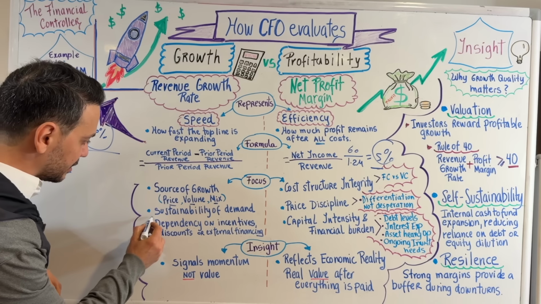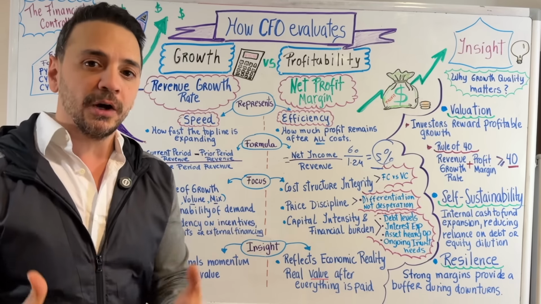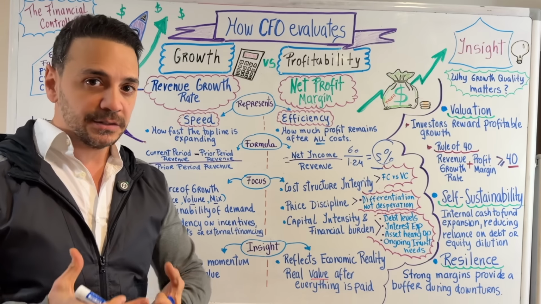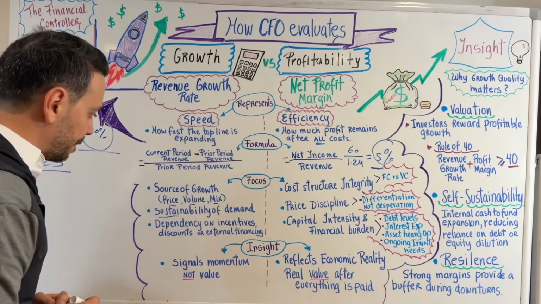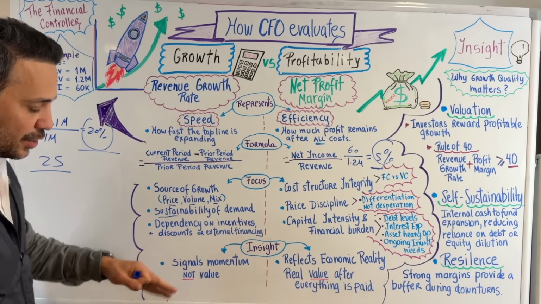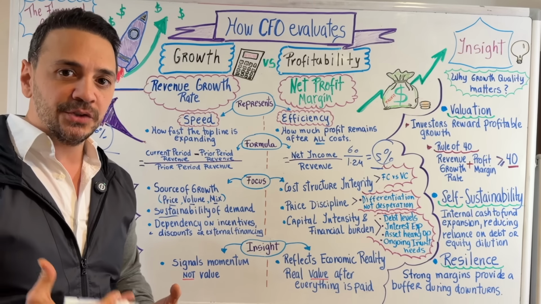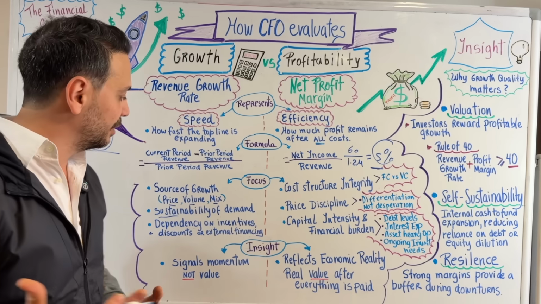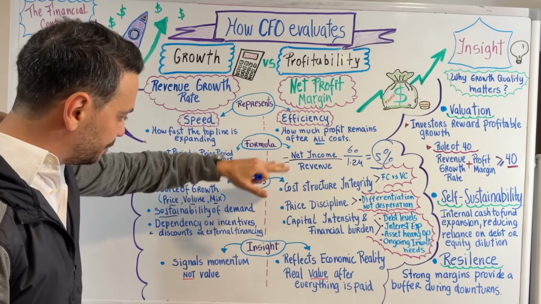The second thing is sustainability of demand. Is the demand that we have today that is growing our business something that is sustainable? Do we have enough addressable market that can keep us growing in the future as much as we're growing today? The other thing is going to be dependency on incentives and discounts. So a lot of businesses rely on discounting the product heavily to get higher volumes and expand their revenue, which again is going to undercut their net profit margin.